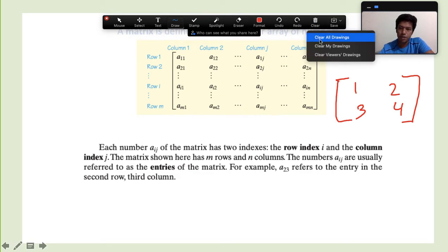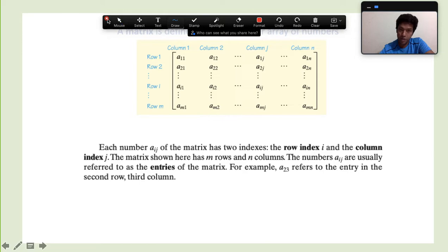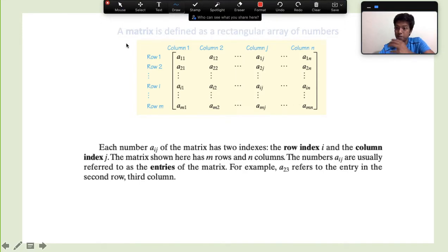It contains some special properties which we will discuss, of course, for its addition, subtraction, and multiplication. So it has some special characteristics which are coming up, but in general this is just a representation of numbers in some rectangular array. That's why a matrix is defined as a rectangular array of numbers like this.